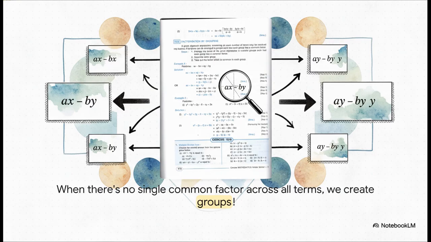Check this one out. ax minus bx plus ay minus by. See, there's no single number or letter that's in all 4 terms. But if you look a little closer, the first 2 terms share an x, and the last 2 share a y. By creating these little groups, we can find common factors inside of them. It's a classic divide-and-conquer strategy, really.